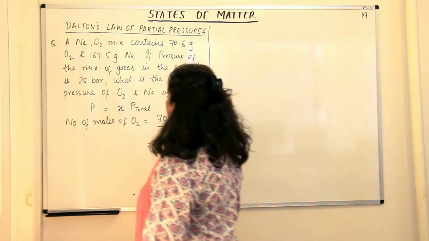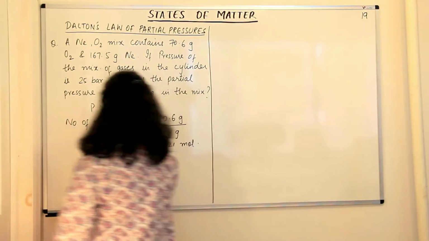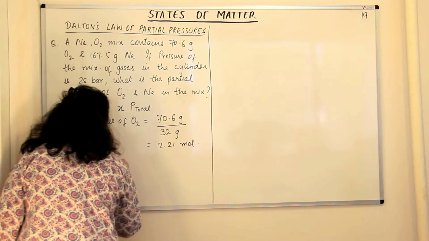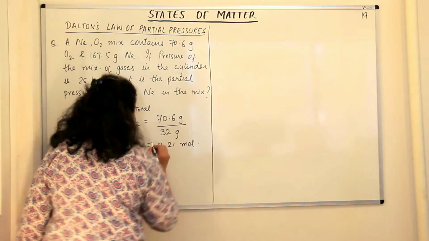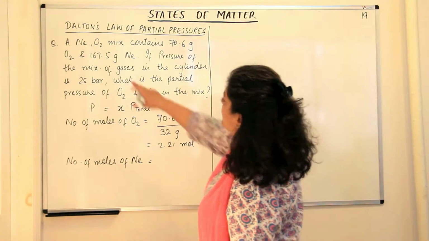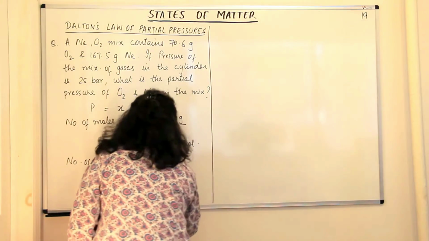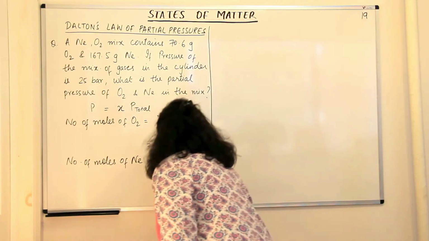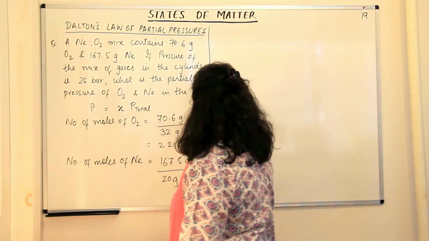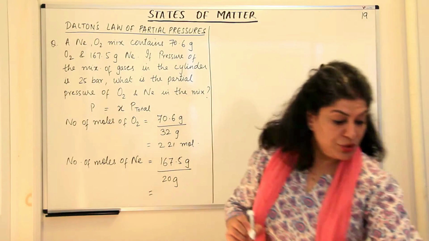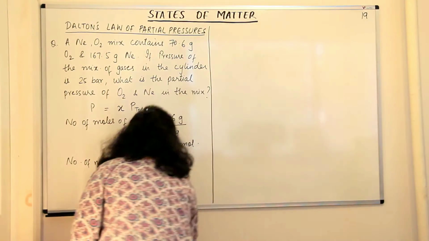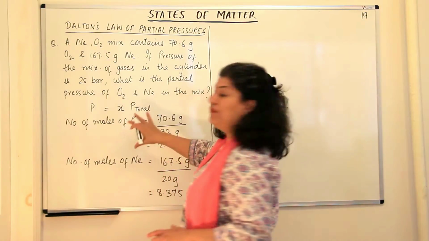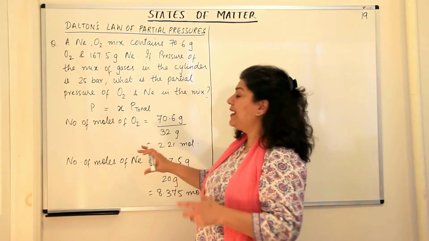Let us now calculate the number of moles of neon. What is the molar mass of neon? The molar mass of neon is 20. And what is the mass that is given to us? 167.5 grams. So 167.5 grams of neon divided by its molar mass, which is 20 grams, will give you the number of moles, which would be equal to 8.375 mole.